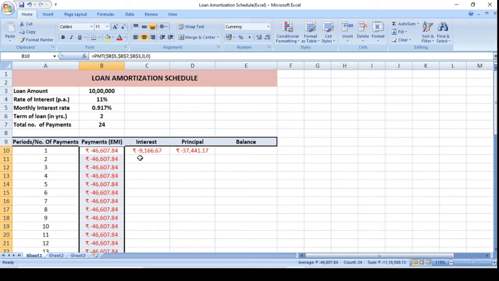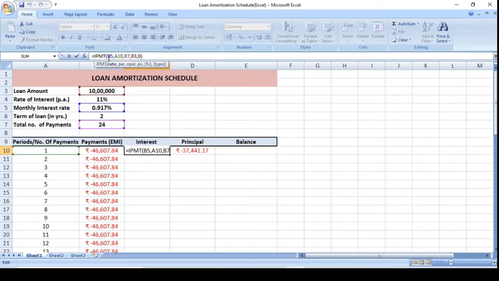Now the next one is the interest. For interest we have to do the same thing, that is, we have to freeze those cells where the information is going to be the same for the entire term of this loan or for all those 24 months. In B5 we have expressed the rate of interest, that is going to be the same. In A10 I have expressed the period, and we want the period to be fluctuating in nature, it should keep on changing as we drag the formula. So we don't need to freeze this.